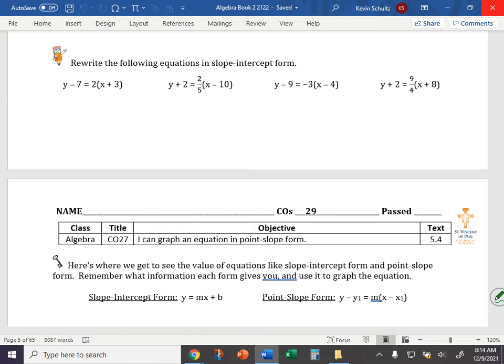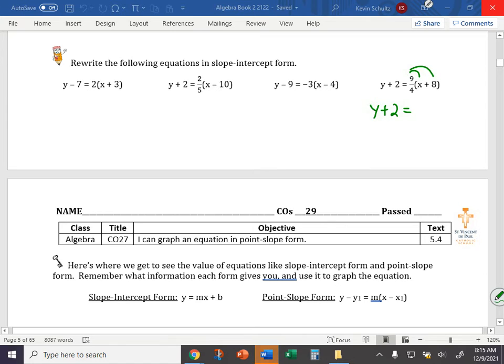Okay. y plus 2 equals 9/4 times x plus 8. Your job is to put this into slope-intercept form. Someone asked earlier, do we need to then distribute? Yes. Slope-intercept form is the y variable by itself. We've got to get rid of those parentheses. So your first step, distribute in that 9/4.